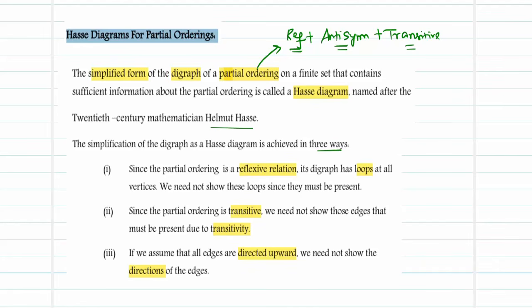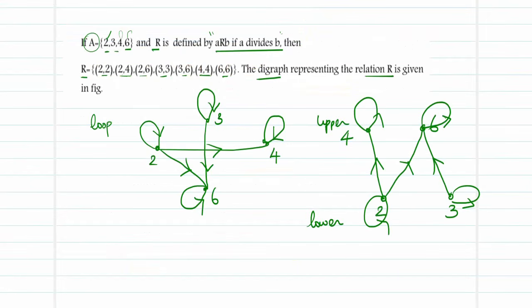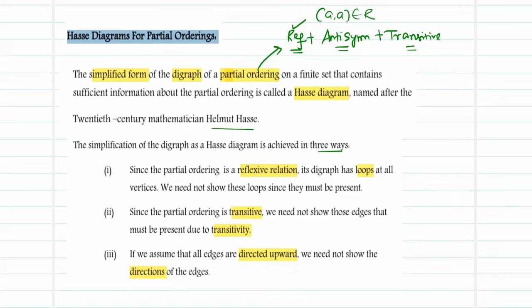Since the partial ordering is a reflexive relation, we know that its loops represent the reflexivity. What do we mean by a reflexive relation? Any ordered pair of the format (a, a) has to belong to the relation. When (a, a) belongs to the relation, you form a loop. So the loop is already a part of the partial ordering, and we need not show the loops when they are present.